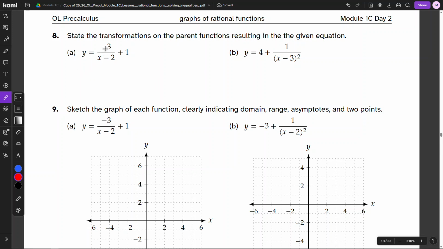So our first one here, we have the negative, so we know we're going to reflect the x-axis. We know we're going to have a vertical dilation factor of 3. We know we're going to go right 2 units. All right, let's try this. Right 2 units.